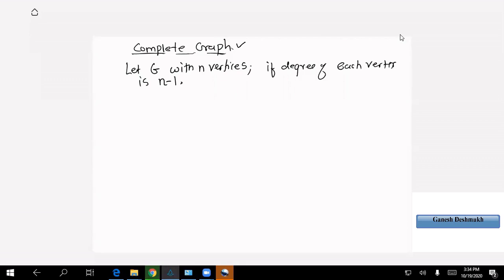Let us say I want to draw a complete graph on two vertices, vertex A and B. So this is a graph on two vertices. To make it a complete graph, the degree of each vertex should be n minus 1, so the degree of each vertex becomes 1. I can draw a graph like this. Suppose I want to draw a complete graph on three vertices. Then the degree of each vertex becomes 3 minus 1, that is 2. So I can draw a complete graph on three vertices like this.